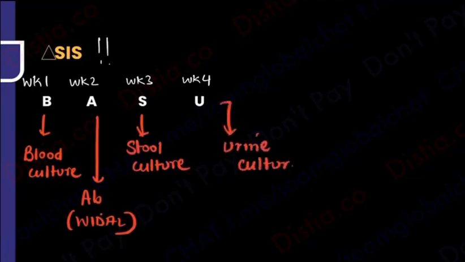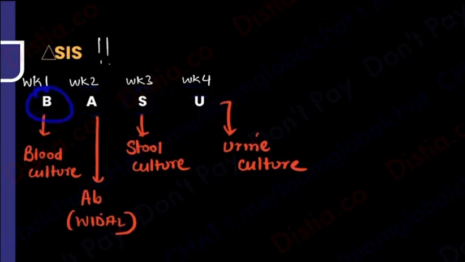But guys, this is not very strict. It's not that 7 days, 14 days, 21, not like that. Yes, there can be an overlap. Antibodies can come in by early days also and can persist longer. Stool culture can come positive earlier also. This is just a way of learning. Blood culture, antibody, that is Vidal. Stool culture, urine culture, week 1, 2, 3, 4.